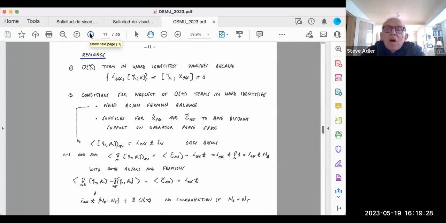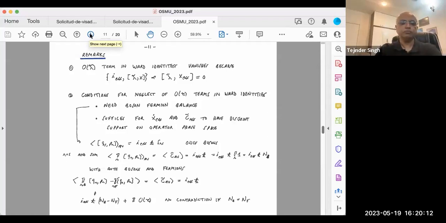Now, some remarks. The order lambda tilde term in the Ward identities vanishes. You don't have to assume that that drops out because I effective anti-commutator with a commutator of lambda tilde with any x is proportional to lambda tilde commuted with x effective. That's just algebra, and that's zero. The conditions for the neglect of the order tau terms are more subtle. First of all, you need boson-fermion balance. That again came from a paper I wrote with Akin Kempf. It suffices for X dot effective and C tilde effective of disjoint supporting operator phase space, but that may not be the ideal condition for saying when these things are justified.